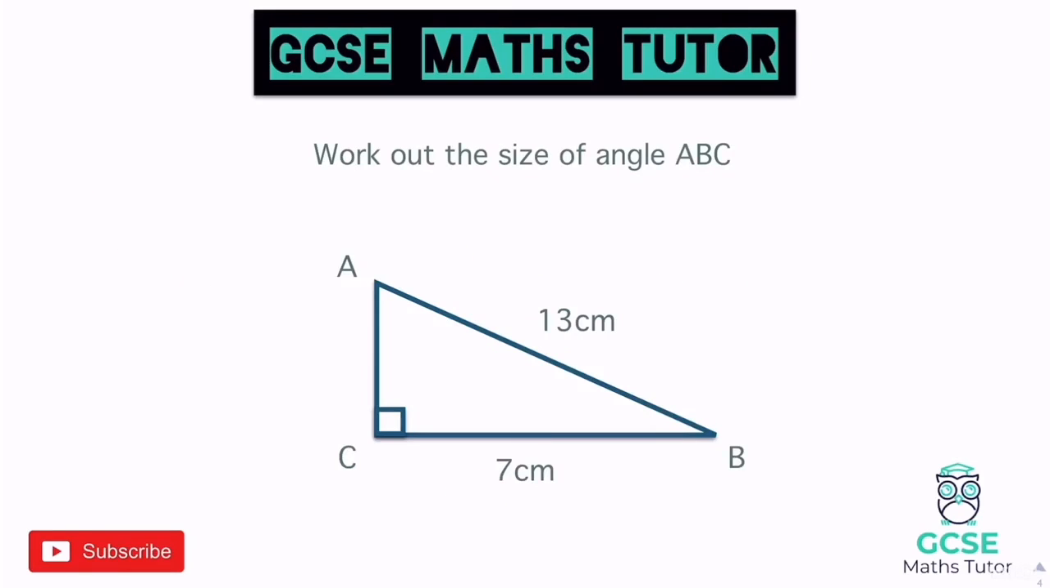When it comes to finding an angle, we've got a very similar process. I'm going to have a look at this question. It says find the size of angle ABC. So from A to B to C, that gives us this angle down here.